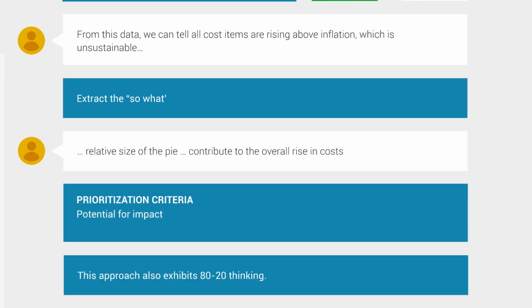When they asked for the size of the pie, they showed they were thinking in terms of prioritization criteria. Knowing the actual value of each cost driver as well as their growth rate, we get a clear idea of which elements of cost have the most impact on the company's finances. The candidate is also exhibiting 80-20 thinking, as they are trying to narrow their analysis down to a few factors which drive the majority of the cost increase.